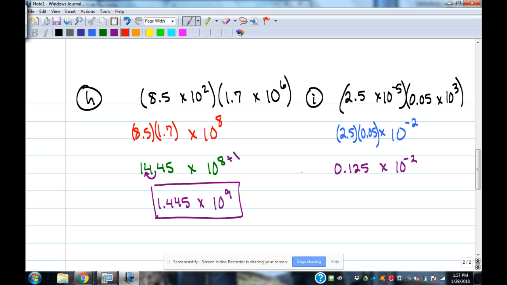Where's the decimal need to be? Between the 1 and the 2. Because if we move it between the 2 and the 5, that's 12. That's bigger than 10. So we're moving one place to the right. No. I would subtract 1. If I move to the right, I'm subtracting. So that'd be 10 to the negative 3. Negative 2 minus 1, negative 3.